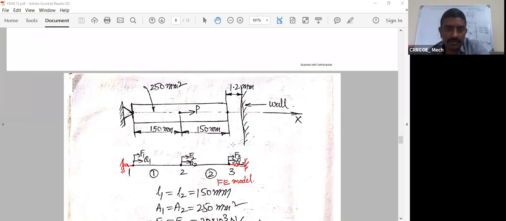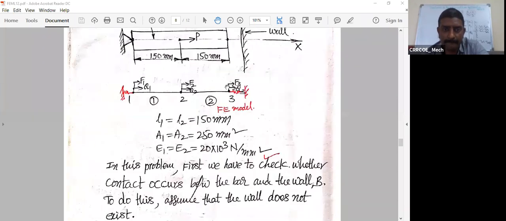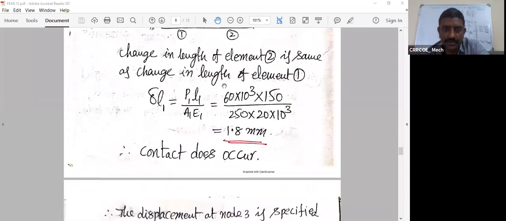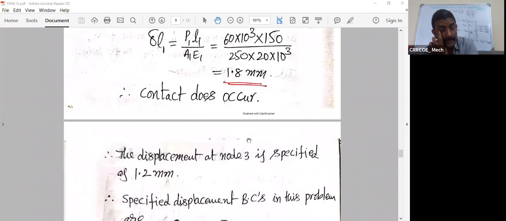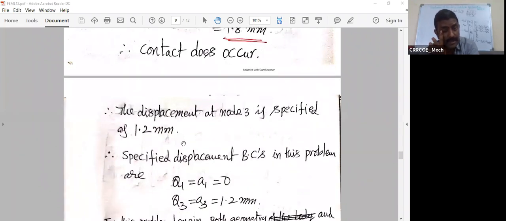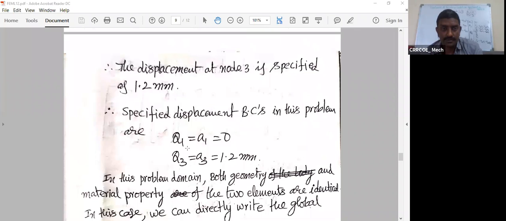In the previous two problems we took 0 at the fixed supports. But here it is not a direct fixed support; it is a support that comes through elongation. So we should consider that gap as a specified displacement. Contact does occur, so the displacement at node 3 is specified as 1.2 mm. Therefore the specified displacement boundary conditions are Q1, A1 equal to 0, and Q3, A3 equal to 1.2 mm.